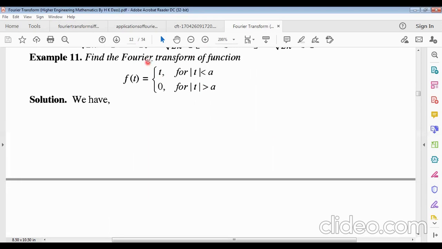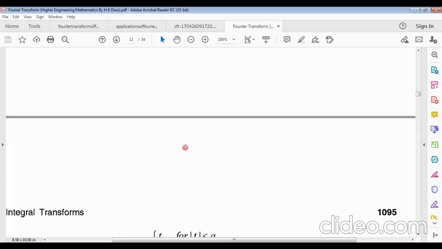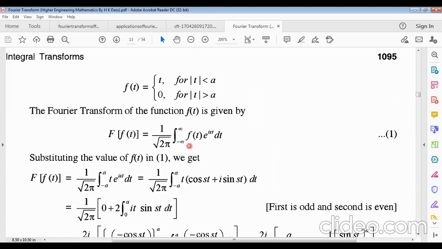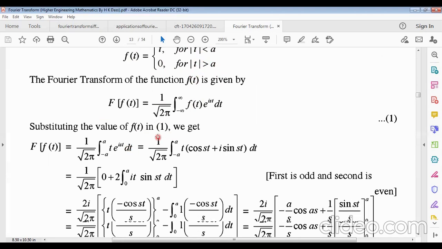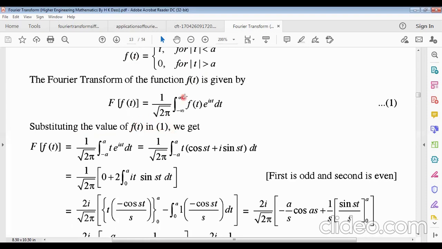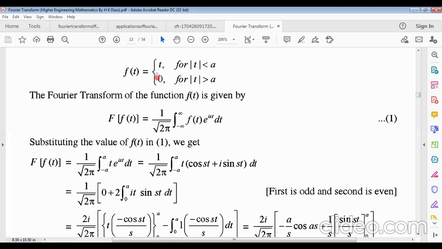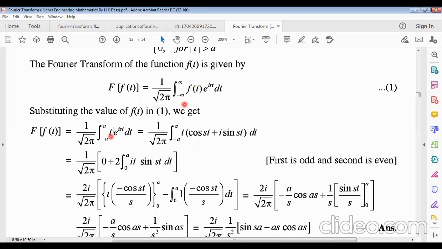Similarly, you can find out the Fourier transform of this using a similar process, using the same formula and putting the values of f of t, but a little bit different, because f of t equals t when the absolute value of t is less than a, but f of t will be 0 for absolute value of t greater than a. Same maths. Substituting this value of f of t in equation 1, we get f of t equals t, and the integral limit will be minus a to plus a.